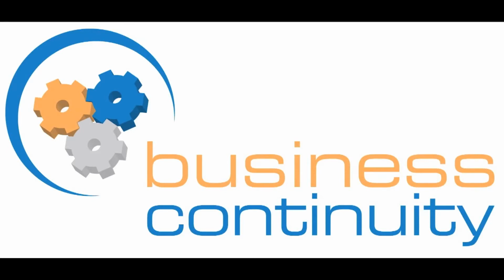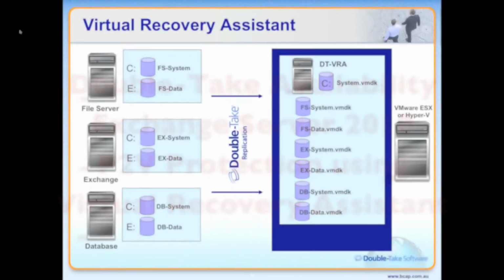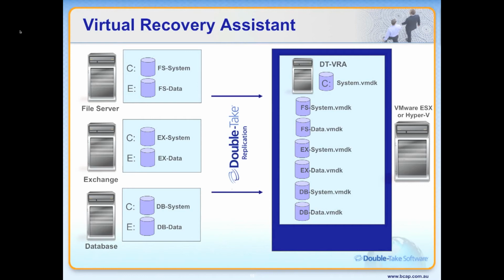Welcome to this demonstration of Exchange 2010 protection using Double-Take Availability Virtual Recovery Assistant. Double-Take Availability can use a method called Virtual Recovery Assistant to protect multiple production servers, either physical or virtual, by replicating directly to a pre-provisioned virtual machine on either ESX or Hyper-V.